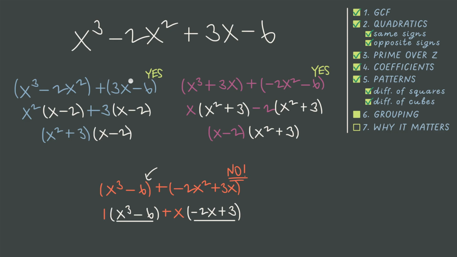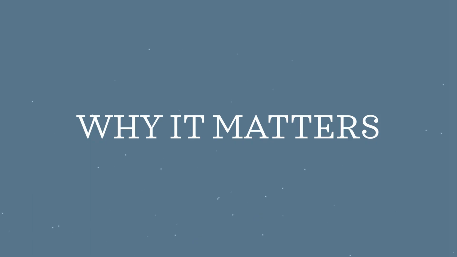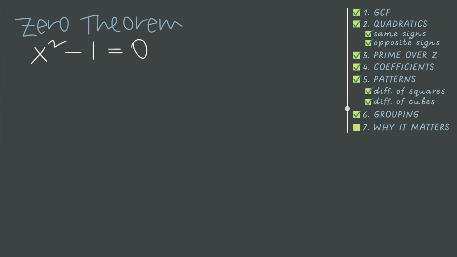Just make sure that both groups share a common factor, and grouping should work to factor a polynomial with 4 terms. That's your go-to checklist, your foolproof step-by-step method for factoring polynomials. If you follow these steps in this order, you should be able to factor any polynomial you run into.